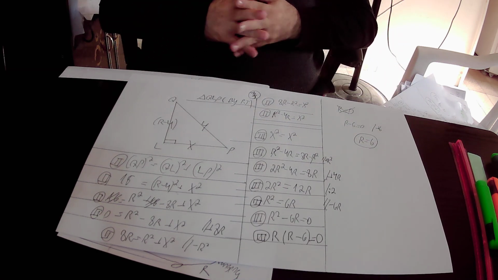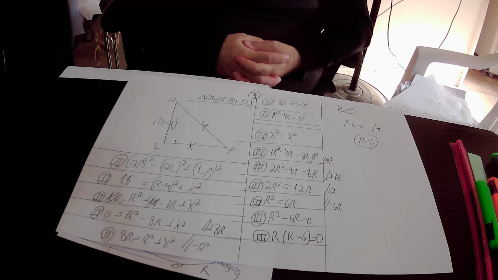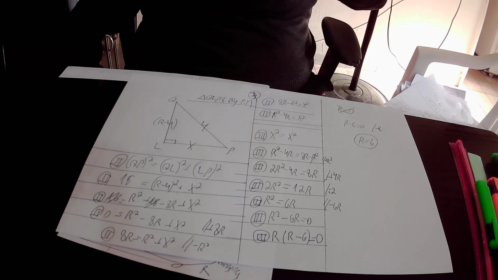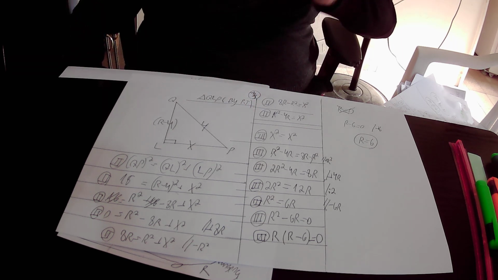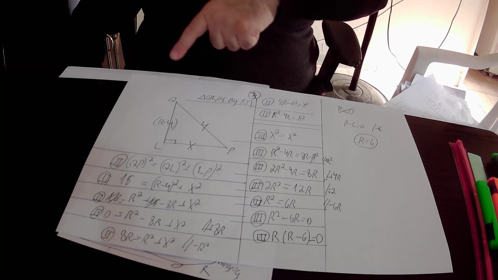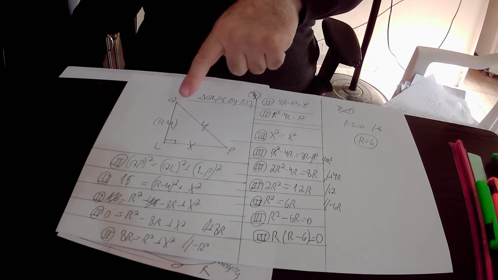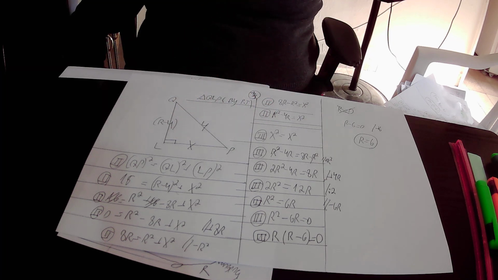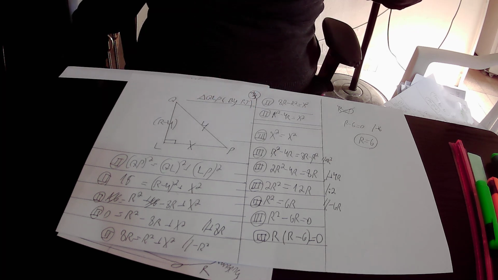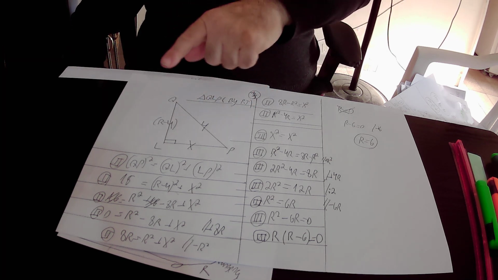So we implemented the Pythagoras theorem on this right triangle QLP. According to the Pythagoras theorem, the square of the hypotenuse equals the sum of the squares of the perpendiculars. The hypotenuse is QP, therefore the square of the hypotenuse is QP squared. It must be equal to QL squared plus LP squared. So QP squared equals QL squared plus LP squared. This is equation number 2.